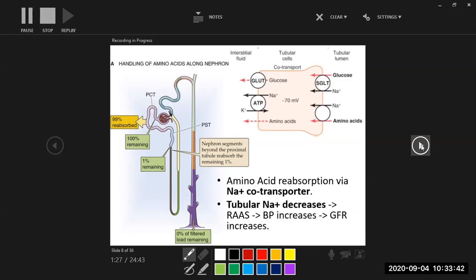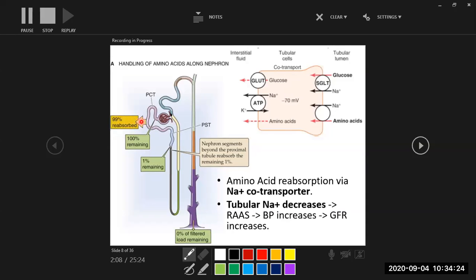Okay, so here is the figure showing how our nephron handles the amino acids. You can see that about 100% remain in the proximal convoluted tubule, and then about 99% are reabsorbed in the early segment, and maybe there's almost one percent remaining. So not totally, but close to 100%. When we have an increased amount of amino acids here, we reabsorb them all.